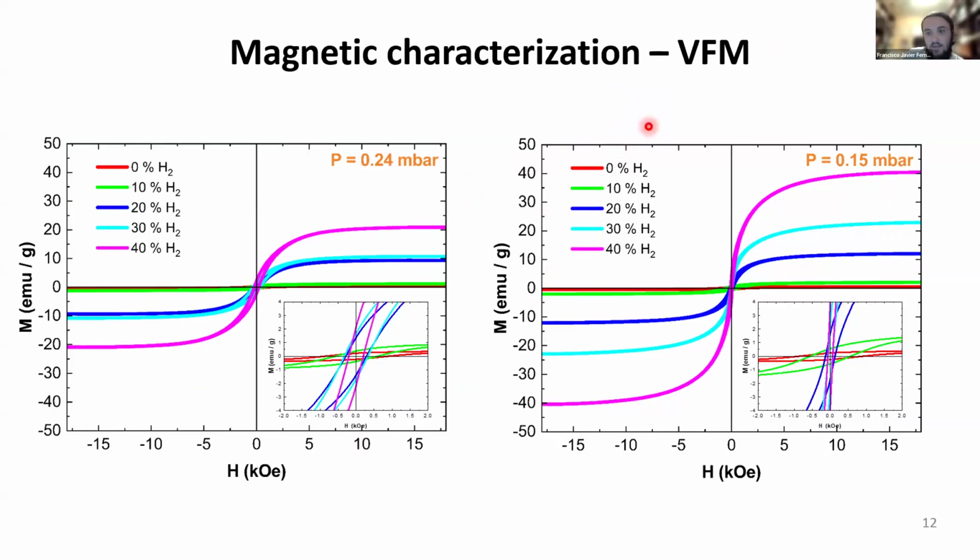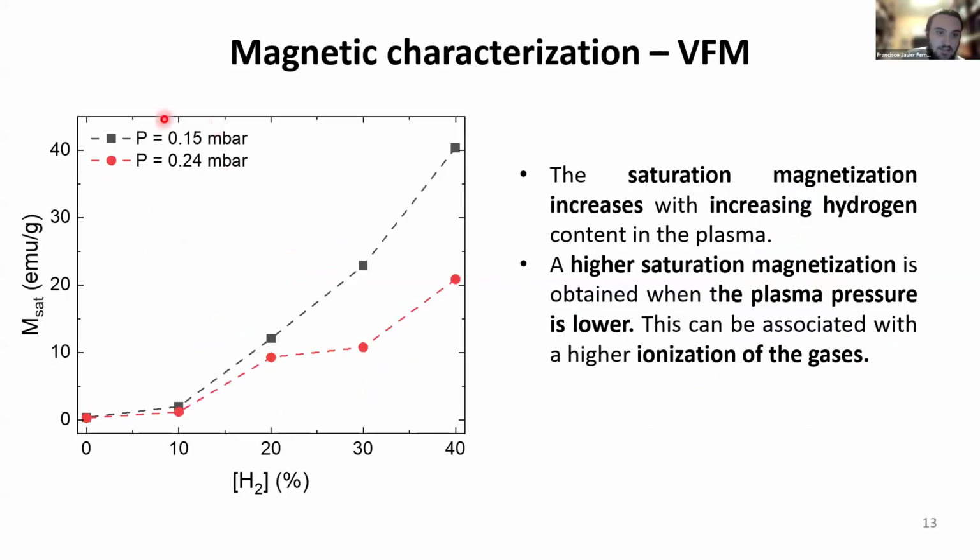We see that the higher the hydrogen concentration, the higher the saturation magnetization we obtain. That can be expected. However, what was quite surprising to us is that the lower the pressure of the reactor, the higher the saturation magnetization of the sample. And for the sample where we obtained the best results, the saturation magnetization is higher than 40 emu/g, which is a very promising result for this method considering all the advantages it can have in industrial applications.